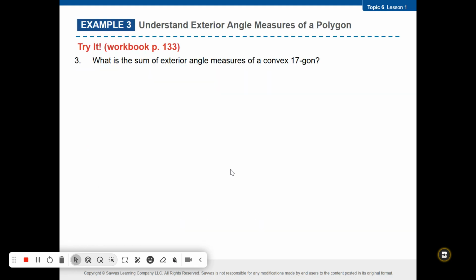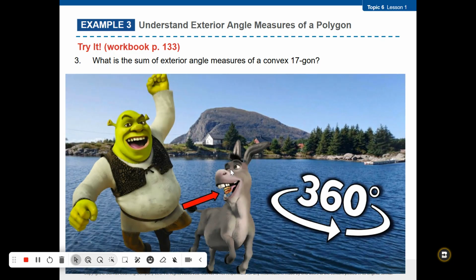Oh, 360. It is just 360. You're just adding them all up. It does not matter. It's 360 degrees. Okay? Only for exterior, not interior. Interior's got that whole 180 times n minus 2, and then the corollary is divided by the n. Okay? Questions on that?